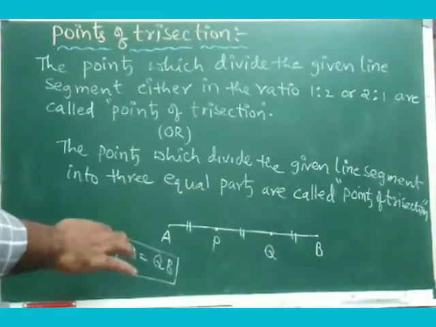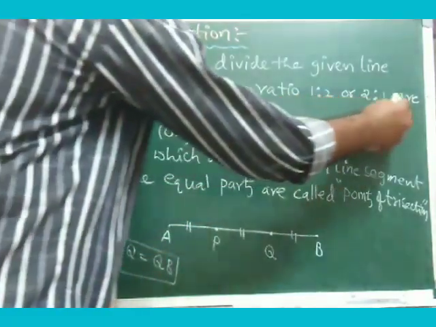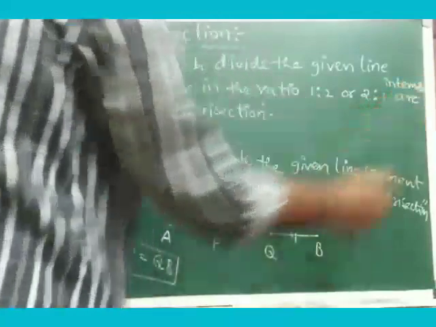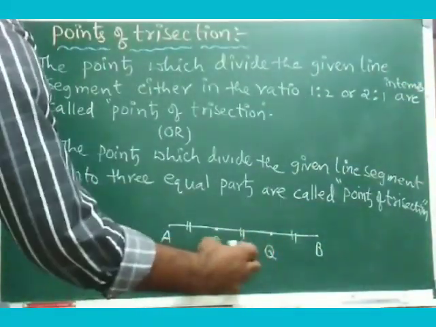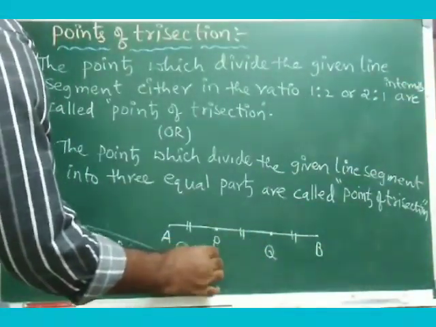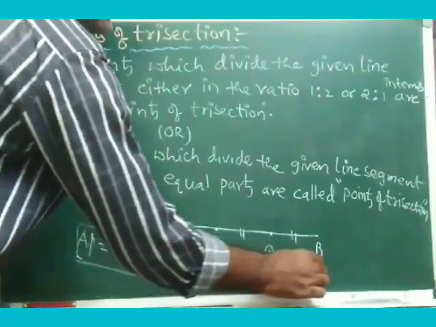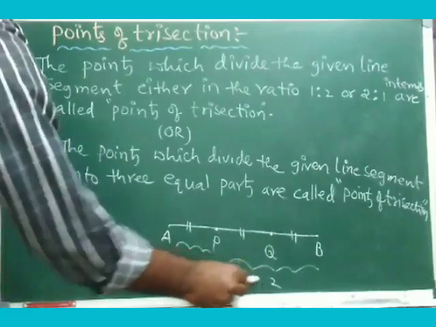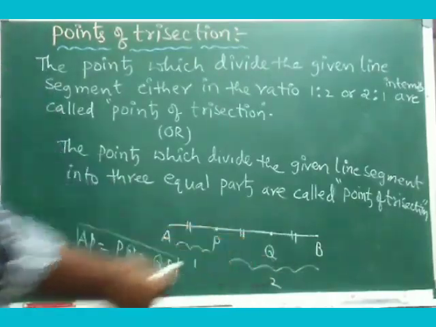So they are dividing internally, actually. 1:2 or 2:1 internally. This is important. Now P divides AB here in the ratio, look at me, this is 1 part and these are 2 parts. Hence P divides AB bar in the ratio 1:2 internally.